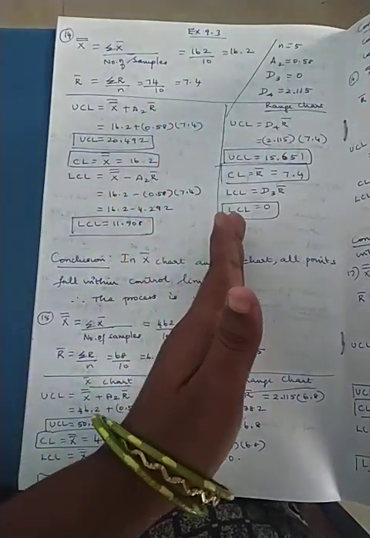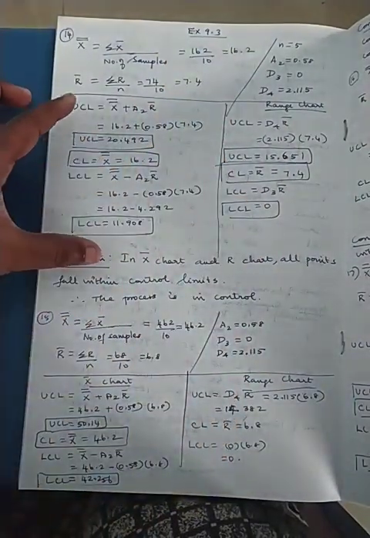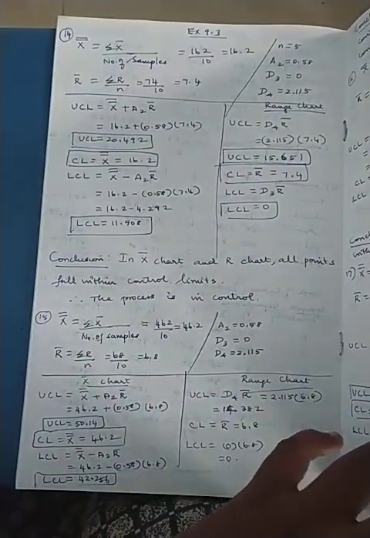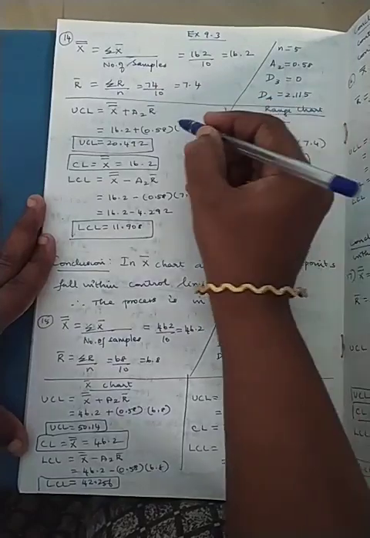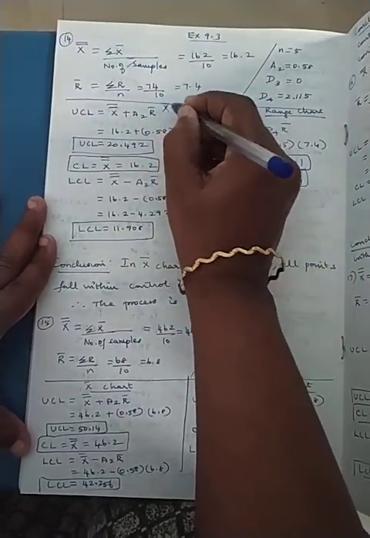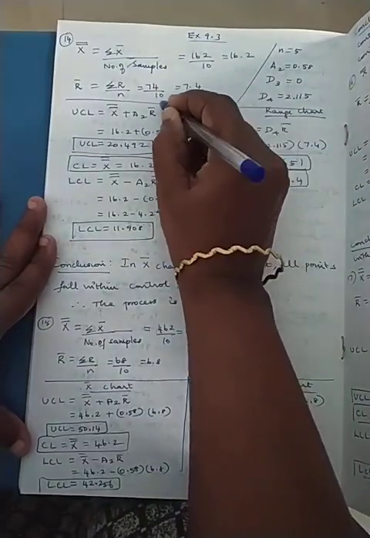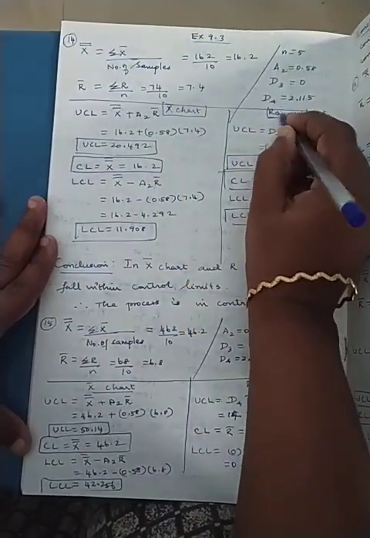You can divide the page into 2. Here you can write the UCL chart, that is, you can write this chart as our x bar chart. This box you can write as x bar chart. This is the range chart.